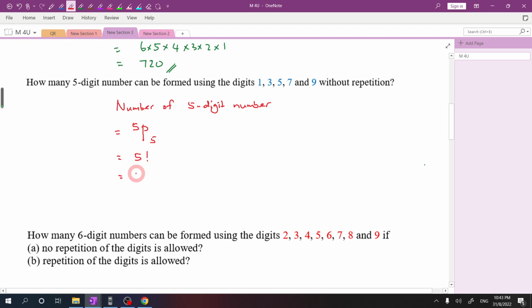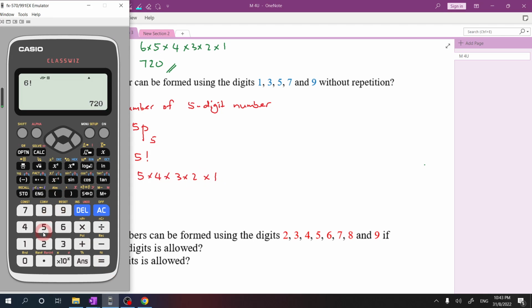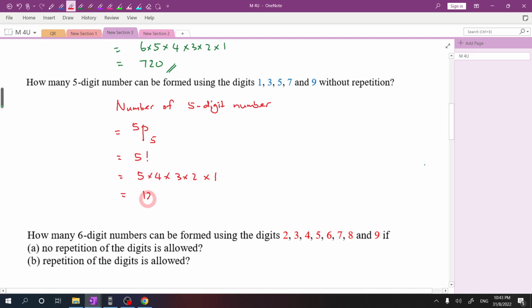So 5 factorial, you can just press your calculator, or you can write one more step. 5 times 4 times 3 times 2 times 1, which is equal to 120, or you can just press 5P5. You get the same answer as well, 120. Okay, without repetition. So some students start to think, what is the difference between without repetition and with repetition?